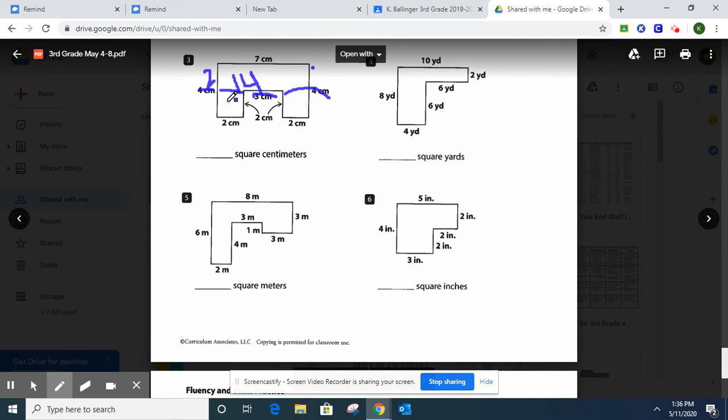2 times 2 is 4. 2 times 2 is 4. Add up all your numbers. So 14 plus 4 is 18, 19, 20, 21, 22.